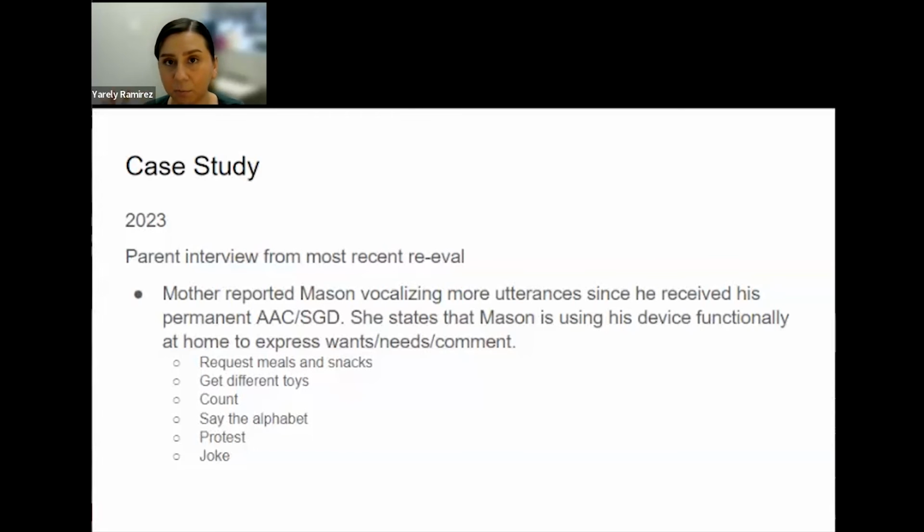And there was one time mom was out of popsicles and he was like, popsicle, popsicle, popsicle. And mom was like, I know you want a popsicle, but there's no more. And she modeled no more via words and via the icons. He still was persistent that he wanted a popsicle. So he's also used his speech generating device to request different toys, to count, to say the alphabet, to protest, and to joke. He really doesn't like to share.